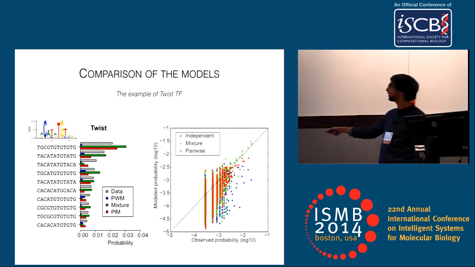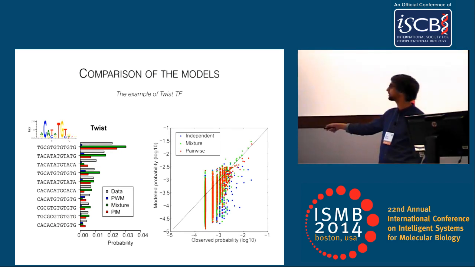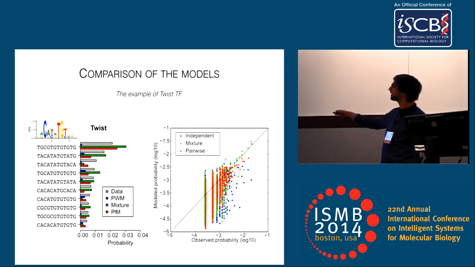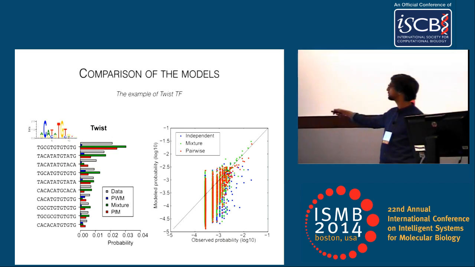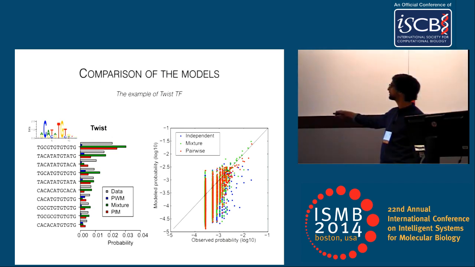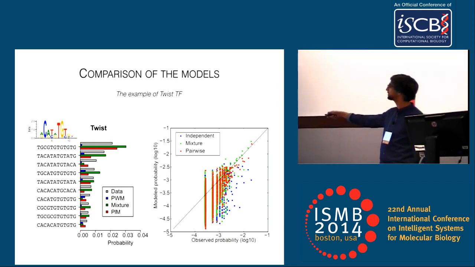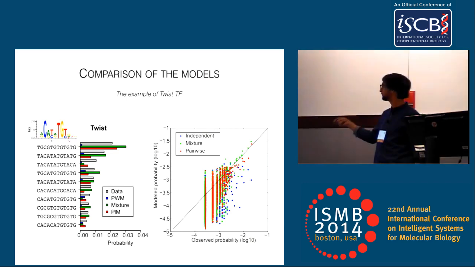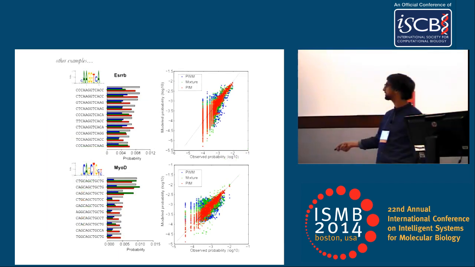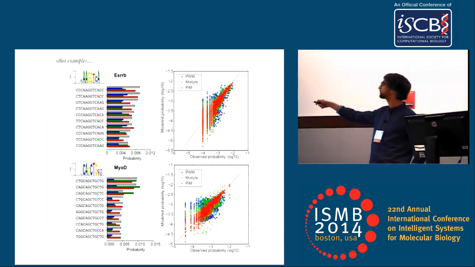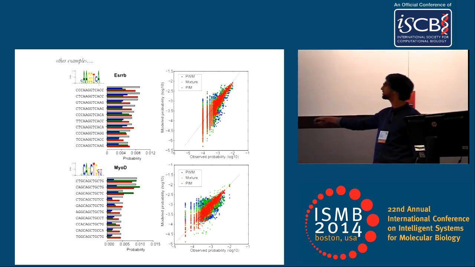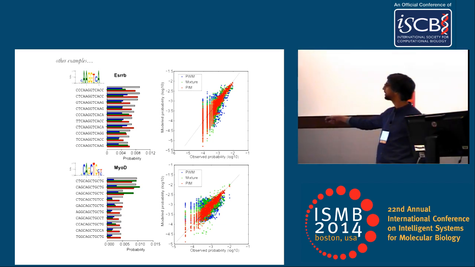So this is a log-log plot of the model probability versus observed frequency in the data set. And you want to be along the diagonal, and you see that at least the PIM, so the pairwise model in red, and the mixture model are better than the PWM, which fails at actually representing those frequencies. This is true for other factors, so these are just other examples for estrogen receptor or for MyoD, where you can see that the PIM model gives a much better fit of these in vivo binding sites.